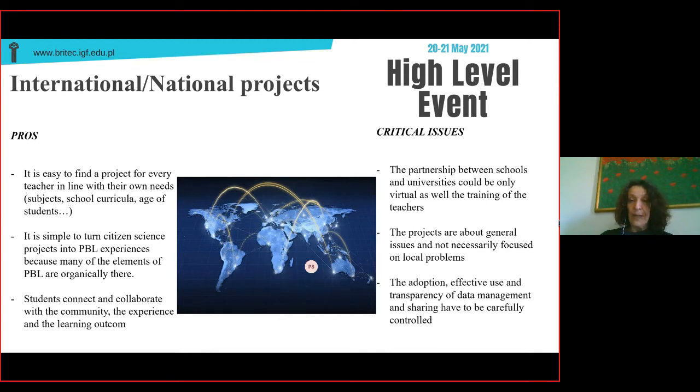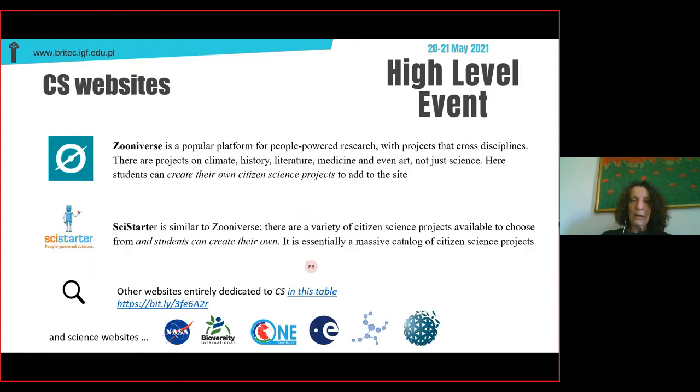But the partnership between school and university will be only virtual, even without the pandemic, and you have to pay attention to the effective use and transparency of data management. In this context, I shall just highlight some websites entirely dedicated to citizen science. You can find the list after this link.